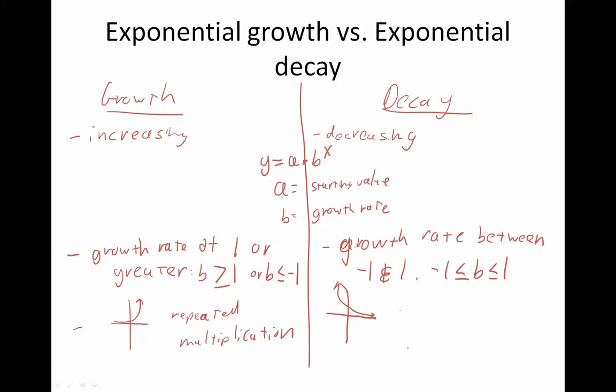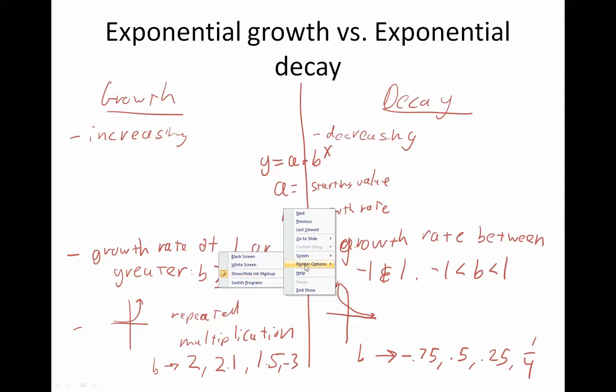Some examples of growth would be like 2, 2.1, 1.5. These are all b values that make growth. Or even like -3. B values that might make a decay problem are going to be like -0.75, 0.5, 0.25, 1/4, etc. Numbers between -1 and 0, and I just realized that I should fix something here because this should not be or equal to, because it doesn't include -1 or 1. Okay, that's better.